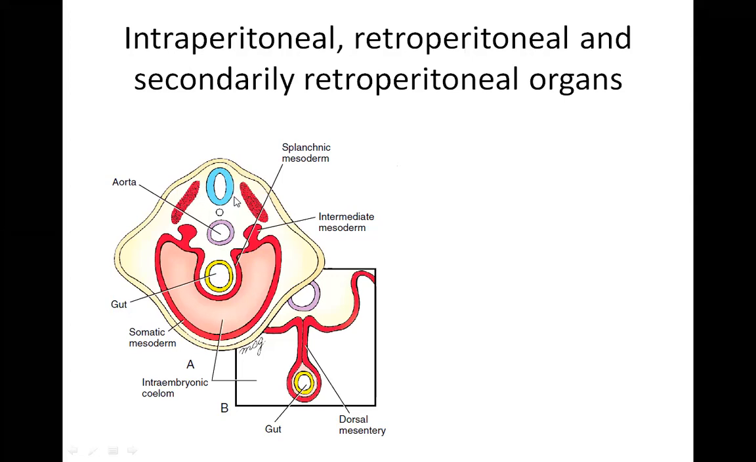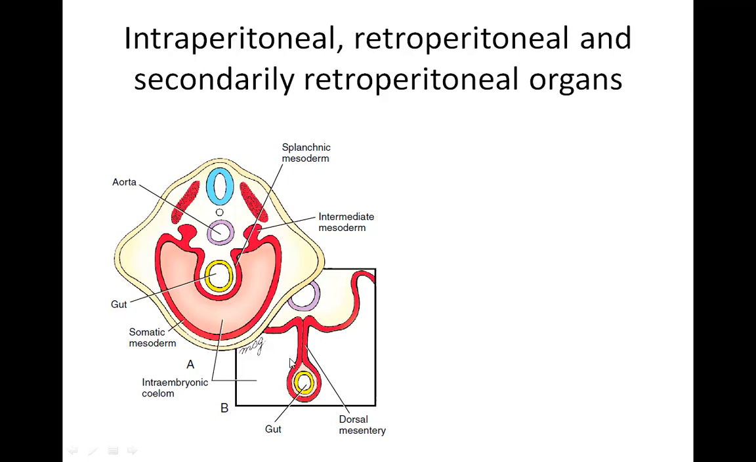This is the paraxial mesoderm. This is the intermediate mesoderm, which will give rise to kidneys and the gonads. And the lateral plate mesoderm has been divided by this intraembryonic coelom into splanchnopleuric and somatopleuric layers. So this intermediate mesoderm, since it is giving rise to the kidney, that will be a retroperitoneal organ.